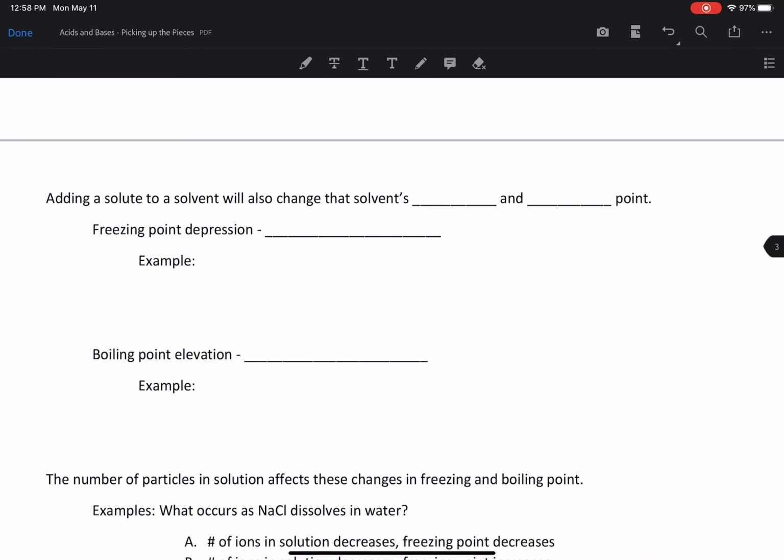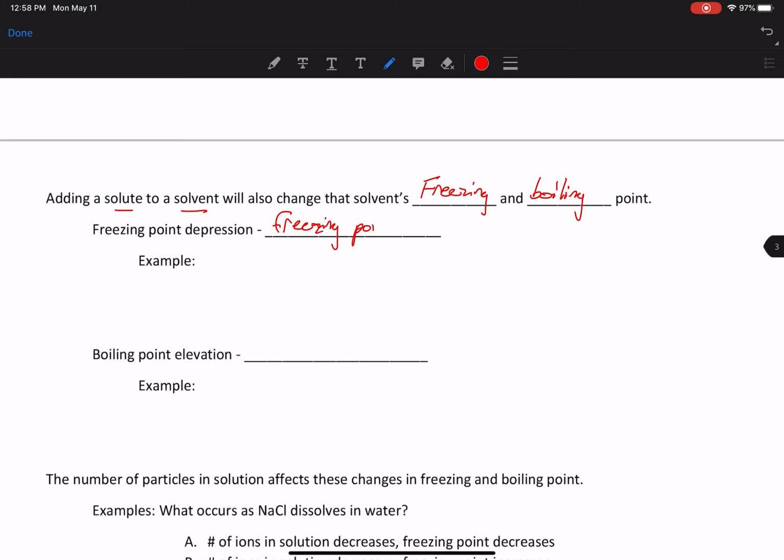All right, adding a solute to a solvent, so this would be like adding salts or sugar, whatever, to a solvent, will also change that solvent's freezing and boiling points. We call this freezing point depression and boiling point elevation. Freezing point depression just means that your freezing point is lower than normal.